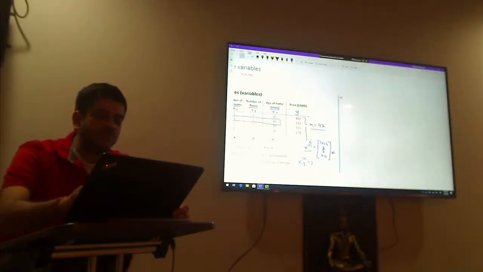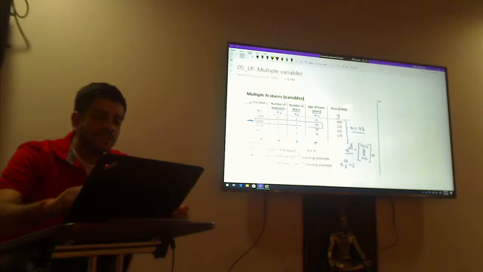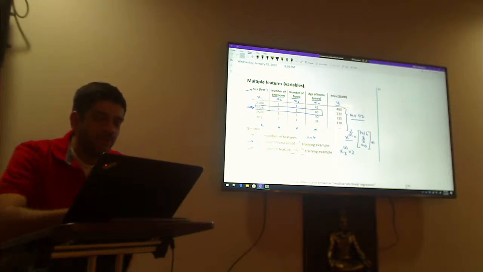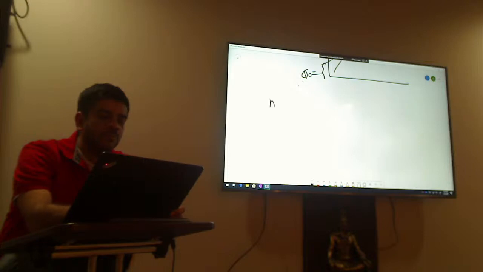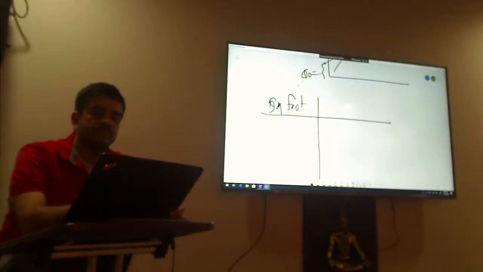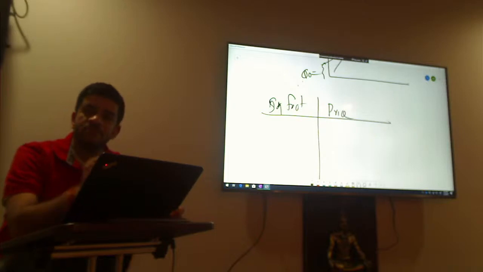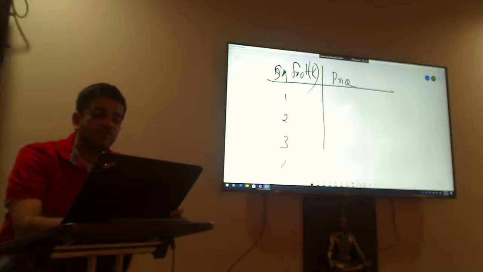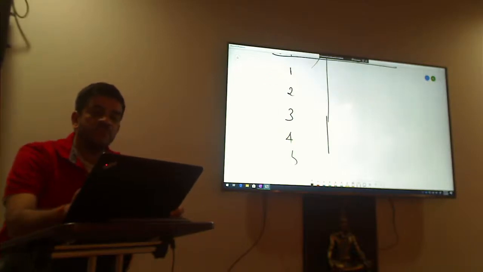Can you plot this? Let's say there was a linear equation. Let's take one equation here. Let's say the number of bedrooms. Okay, that's the next one. Just the square feet, and price. Give me some numbers: 1,000 square foot, 2,000 square foot, 3,000, 4,000, 5,000 square foot.